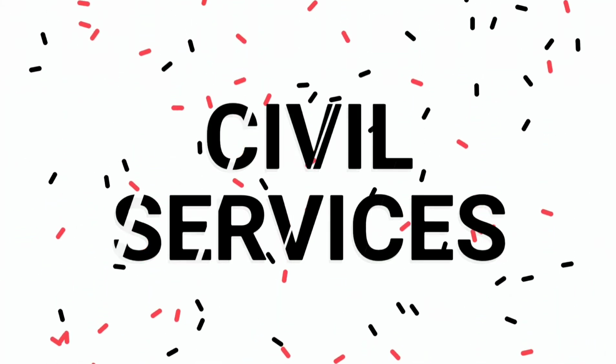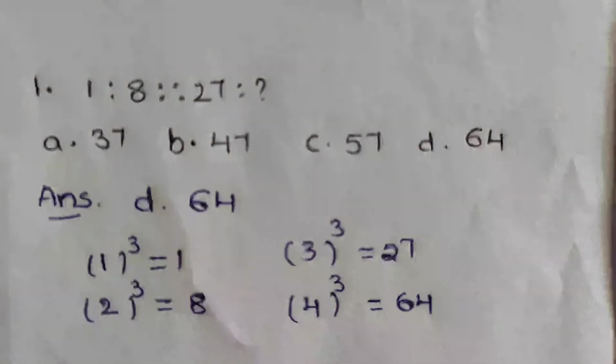So in today's video we are going to discuss the solutions for practice questions of CSAT, and these questions are from analogy. So if you people haven't watched the lecture video, please go and watch it. And here the first question is 1 is to 8, similarly 27 is to what? The options are 37, 47, 57 and 64.